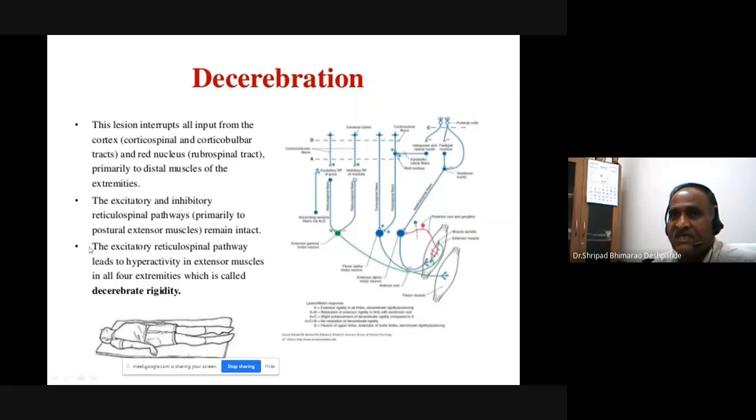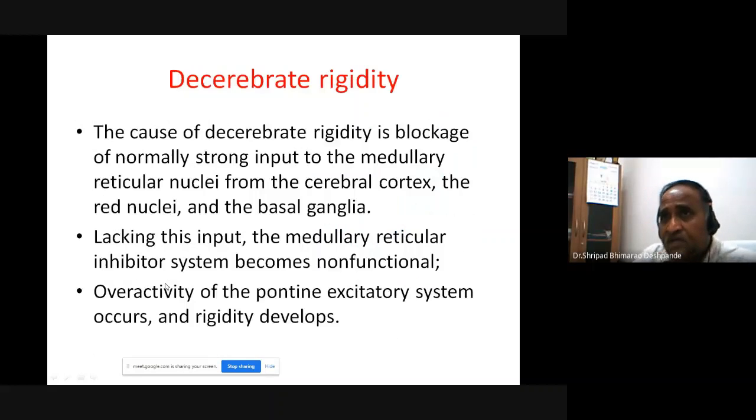The excitatory reticulospinal pathway leads to hyperactivity of the extensor muscles because they are released from the suppressor effect of the cerebral cortex and from the red nucleus. That is what the decerebrate rigidity is due to. Now, I have given an explanation. This one I have copied from the guidance.